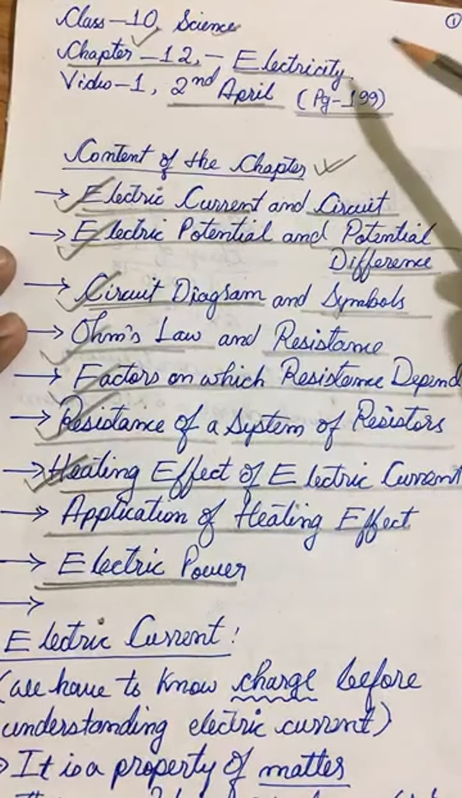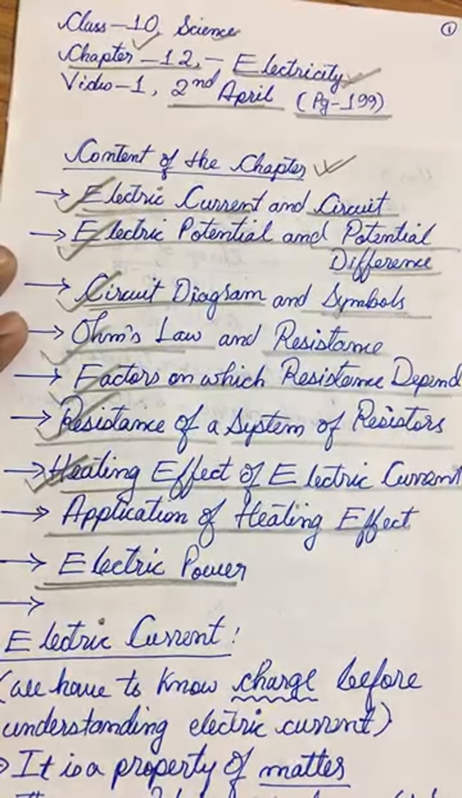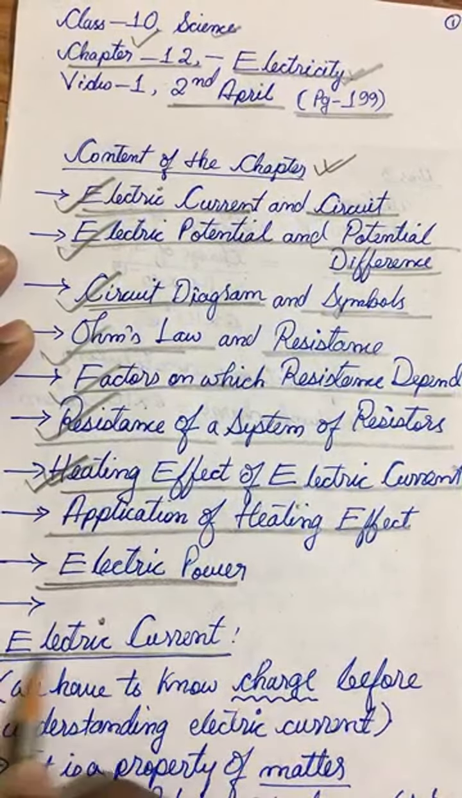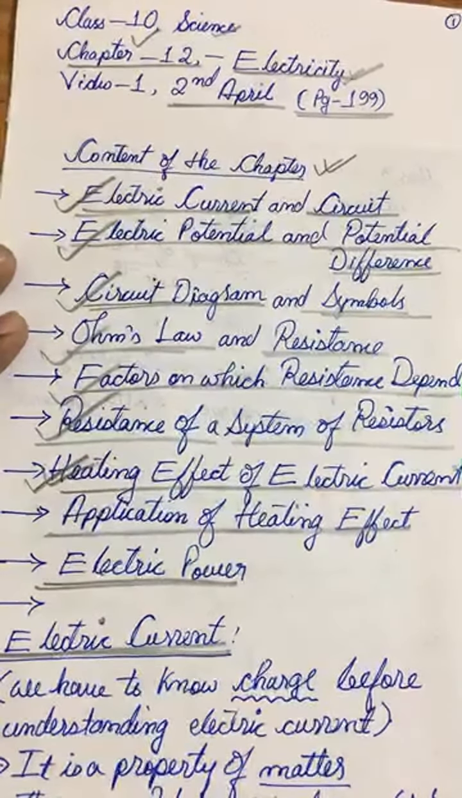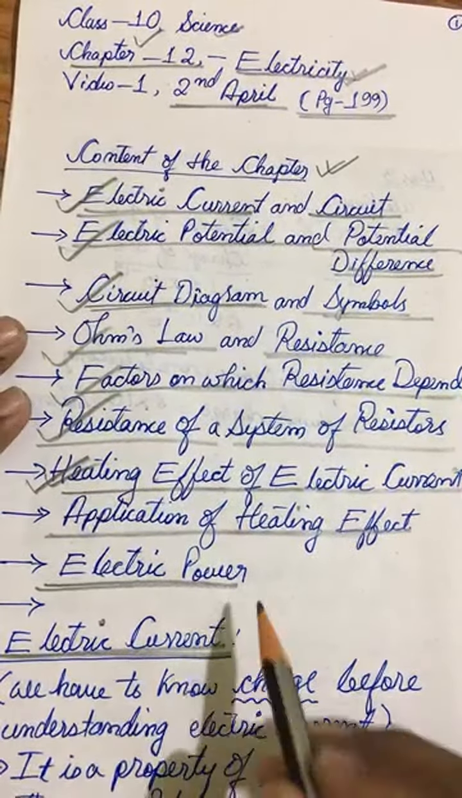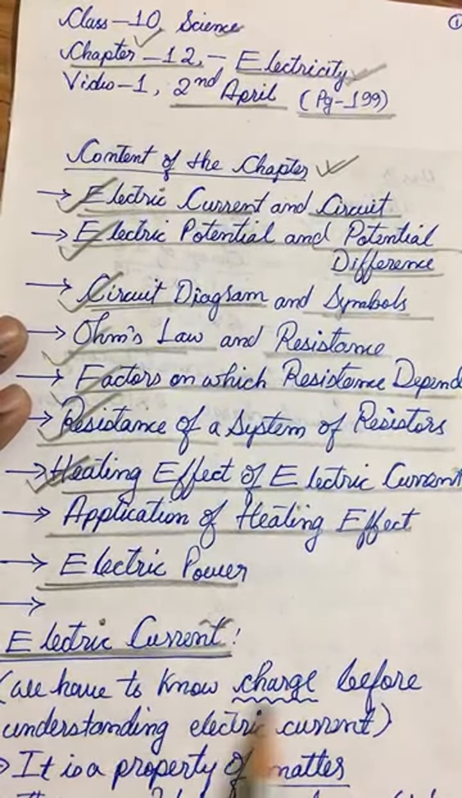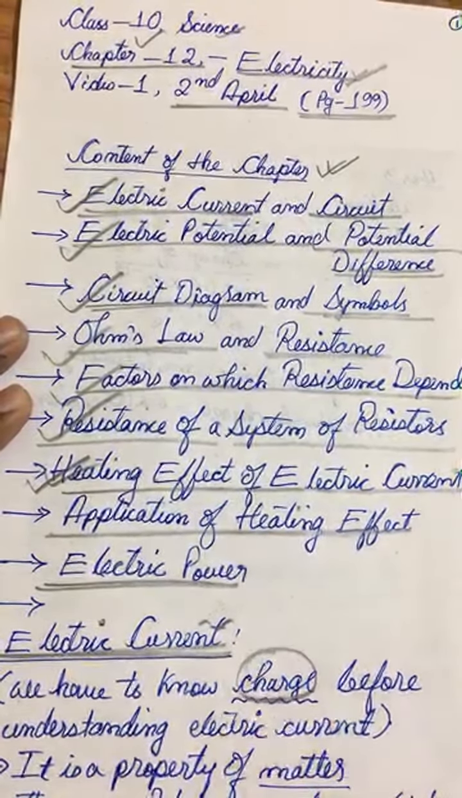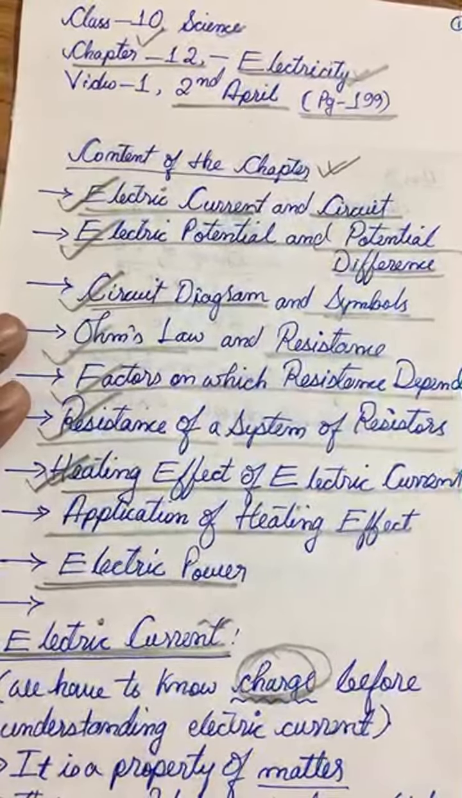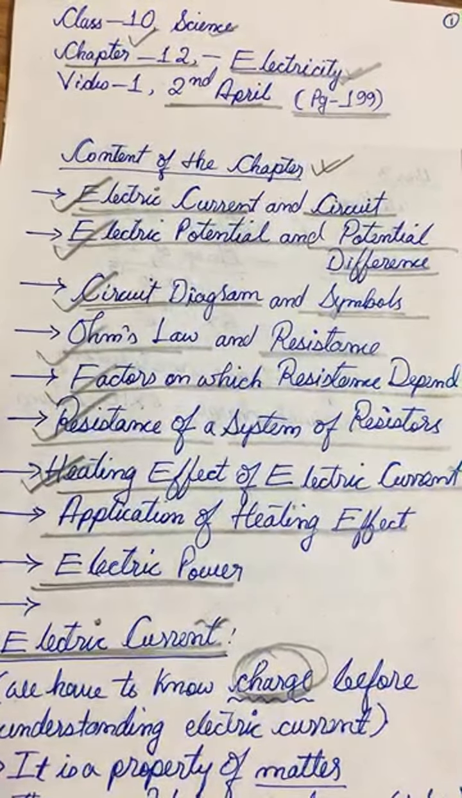The name of the chapter is electricity. The first topic which you have to note down is electric current. Before knowing what is electric current, we have to know what is charge. So now what is this charge?